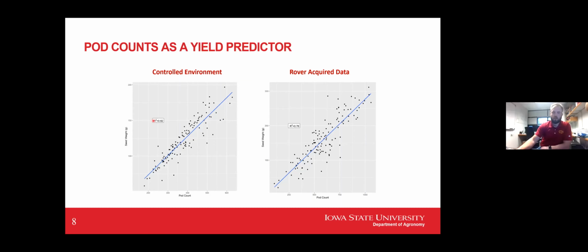On the controlled environment side, because this was our initial testing and we weren't entirely sure how well this would work out, we used the checks within our breeding program, which all tend to be public elite lines. So a little bit more consistency on the number of seeds per pod, seed size, and seed weight, things like that. And that's why we think we're seeing a little bit of a discrepancy in the R-squared values for pod counts to seed weight in these two data sets.